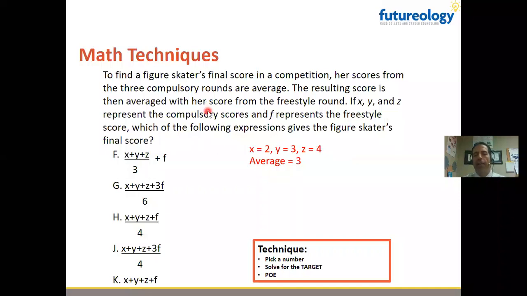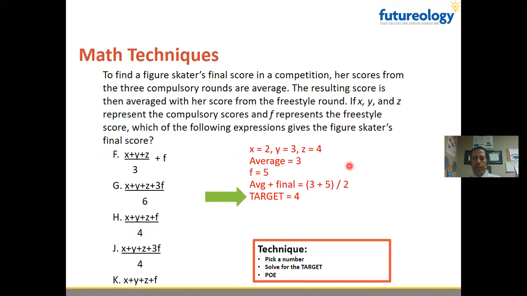With long word problems, take them in steps. So I took the numbers, I plugged them in, I found the average of the compulsory rounds. Now the next thing I'm going to do is make F a number. F represents the freestyle score. So let's say we're picking 5 in here, okay? What does this give as the skater's final score? Well, if I take the average and the freestyle score and I divide it, I can get a score of 4 being the skater's final score.